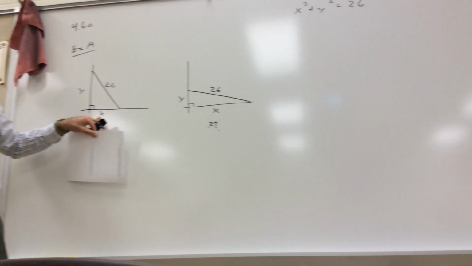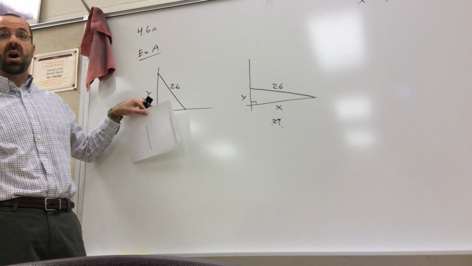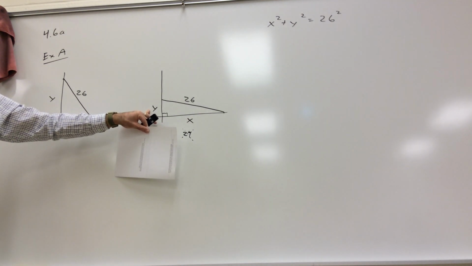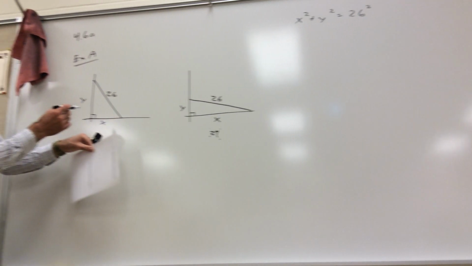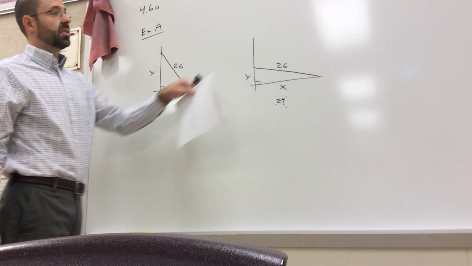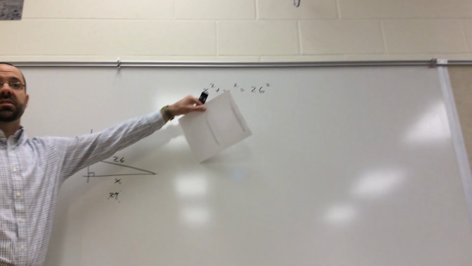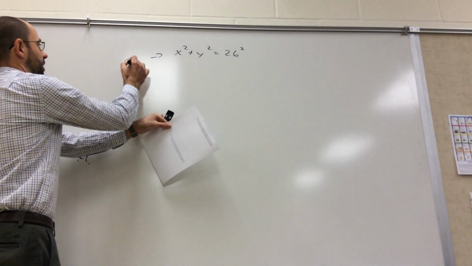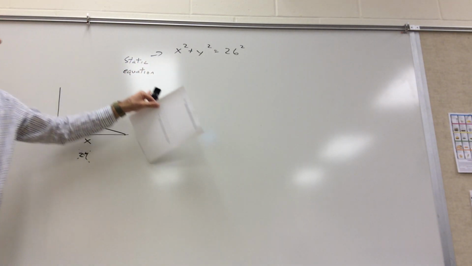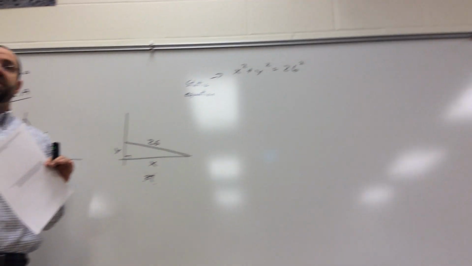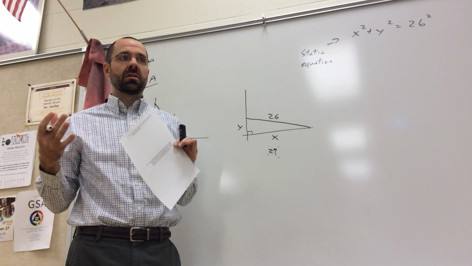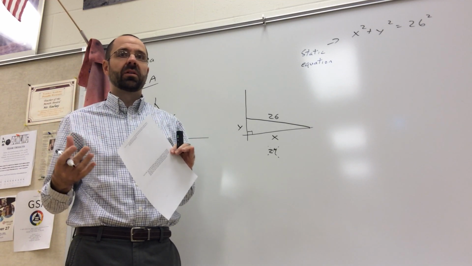If you know what this x is in this picture, you could figure out this y. Or if you know what this x is in this picture, you could figure out this y. But you can't figure out how this picture is changing into that picture. So this is a good equation, but it has limitations. It's called a static equation, and the reason it's called a static equation is because it doesn't change. Nothing in it is changing. x is a number, y is a number.